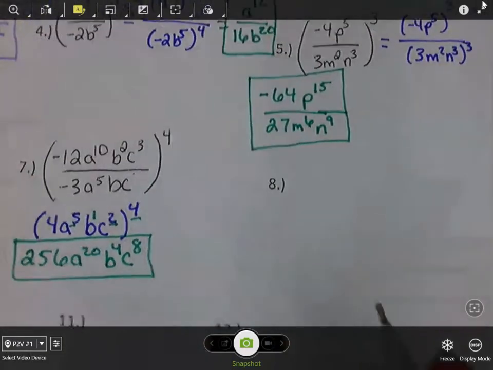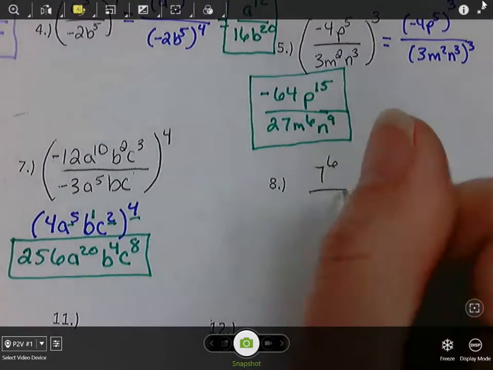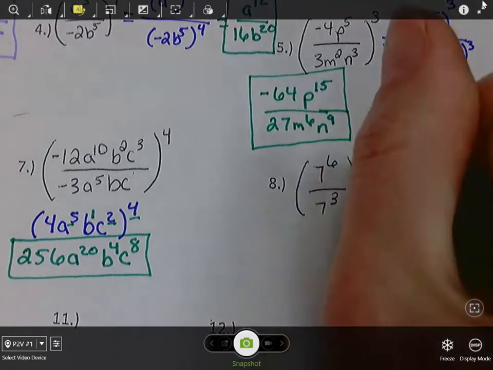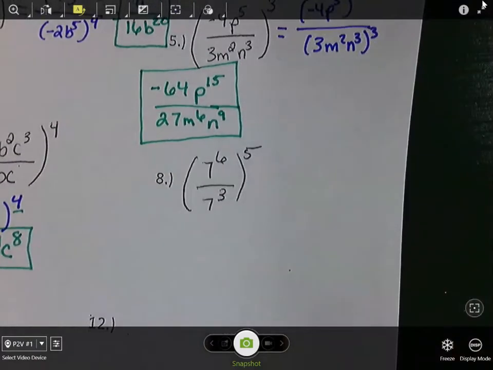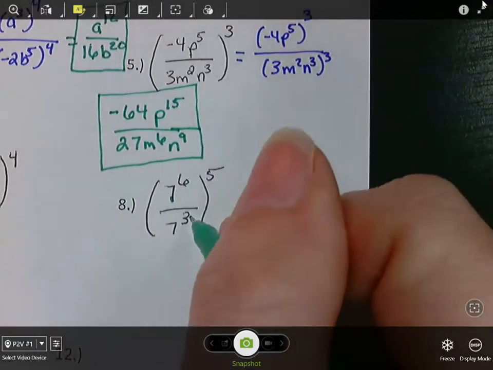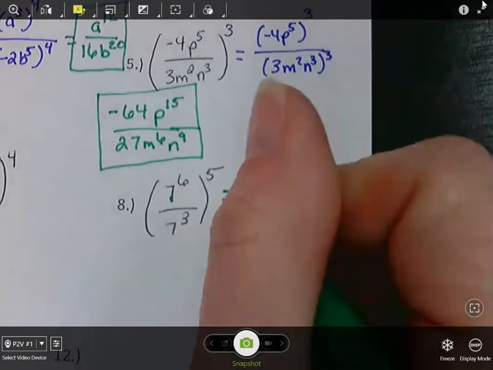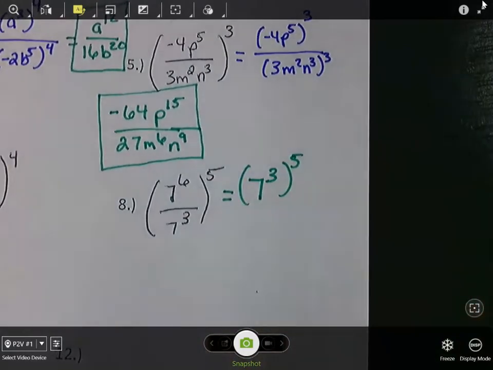Number 8. 7 to the 6th power over 7 to the 3rd power, all raised to the 5th power. Okay. Now these have the same base, 7 over 7. Now don't get confused here and do 7 divided by 7. A lot of people do that. But it's not 7 divided by 7. It's 7 to the 6th divided by 7 to the 3rd. So you've actually got to subtract the 6 minus 3. And 6 minus 3 is 3. So you get 7 to the 3rd on the inside. And that's raised to the 5th power.